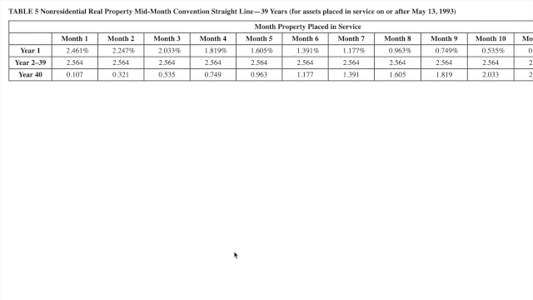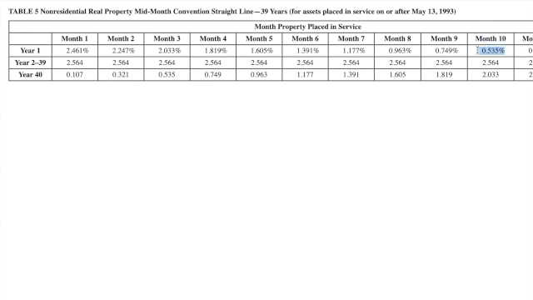Let's take a look at the real estate. Non-residential real property, mid-month convention, straight line, 39 years. That's kind of a mouthful. This is the table we're looking at here. This is for the building, because the building is real property, it's real estate. And this is a different convention. Because it's real estate and not personal property, we're going to use the mid-month convention. Again, we are in year 1, and we purchased the building in October, which tells us that we come over to month 10, and this is the rate at which we depreciate.